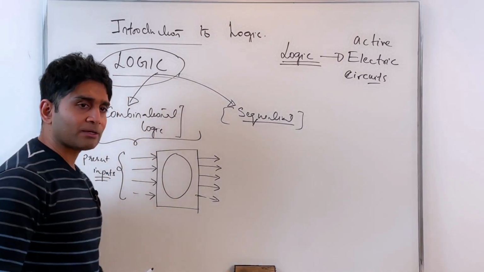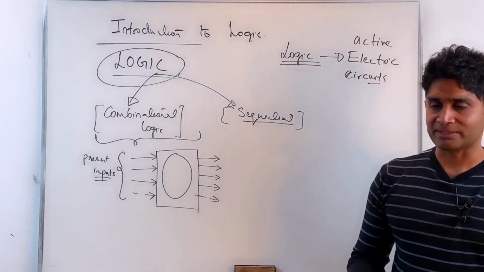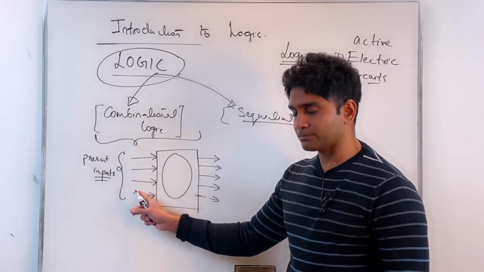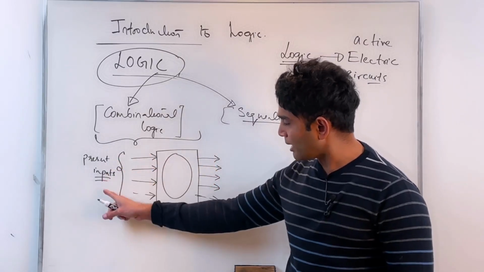It does not depend on the history of the inputs. That's what I mean by that. When I say present, that means at this instance, what are the inputs happening at the input of this device? The outputs are dependent on what you apply at that present instance.